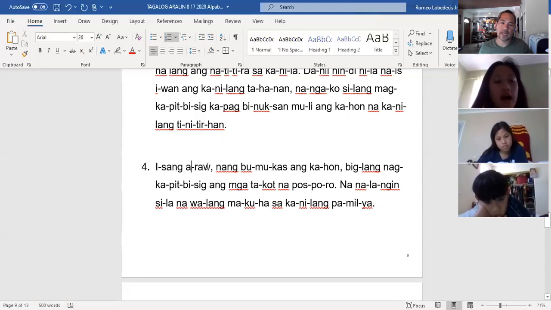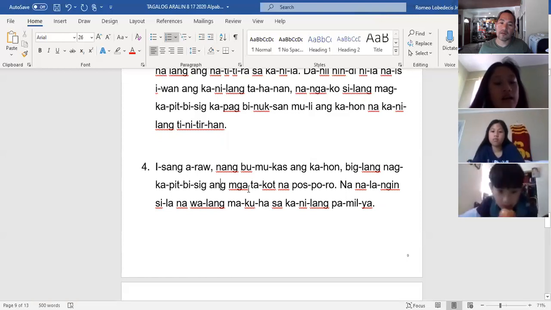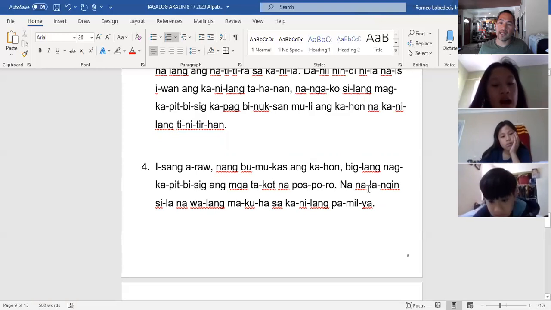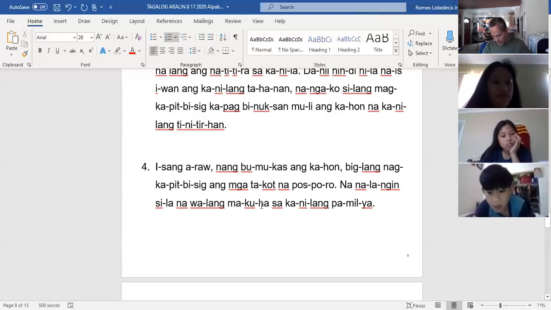Isang araw nang bumukas ang kahon, biglang nagkapit-bisig ang mga takot na posporo na nananalangin sila na walang makuha sa kanilang pamilya. Okay, good.